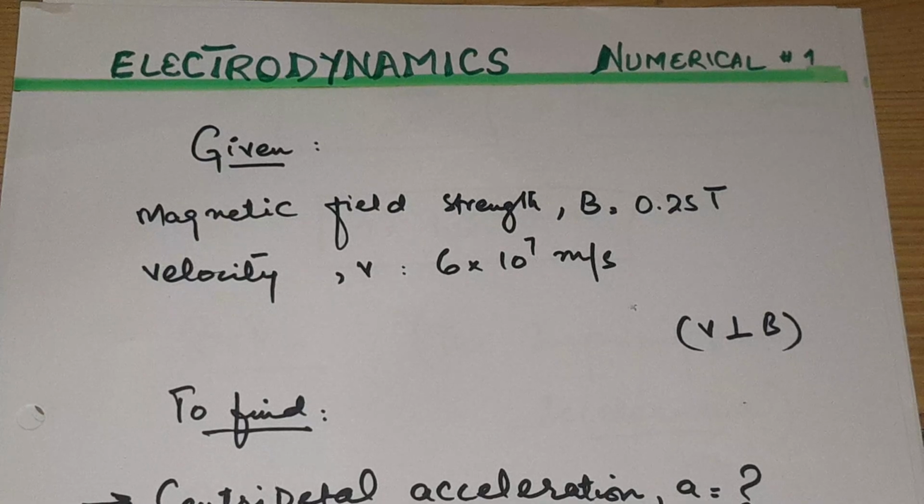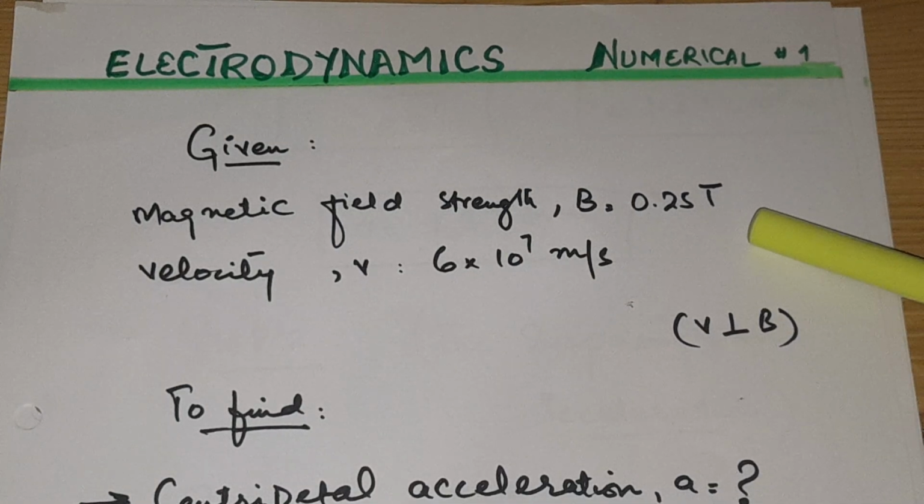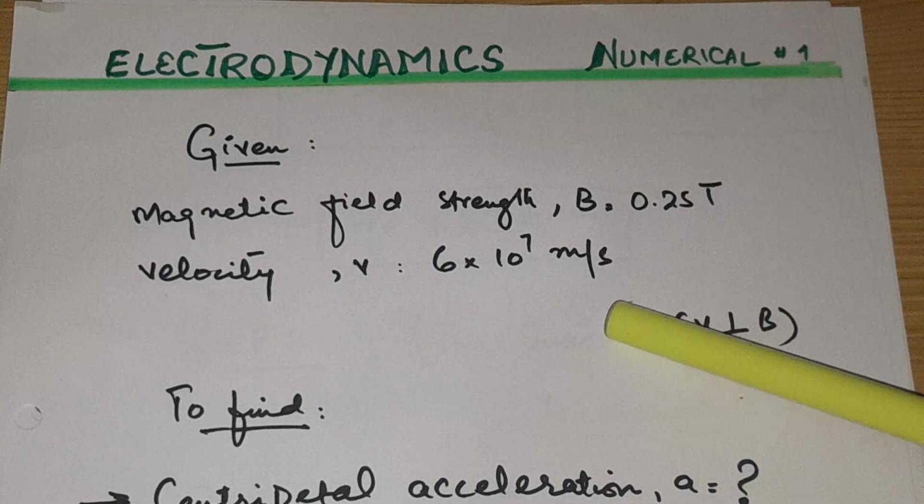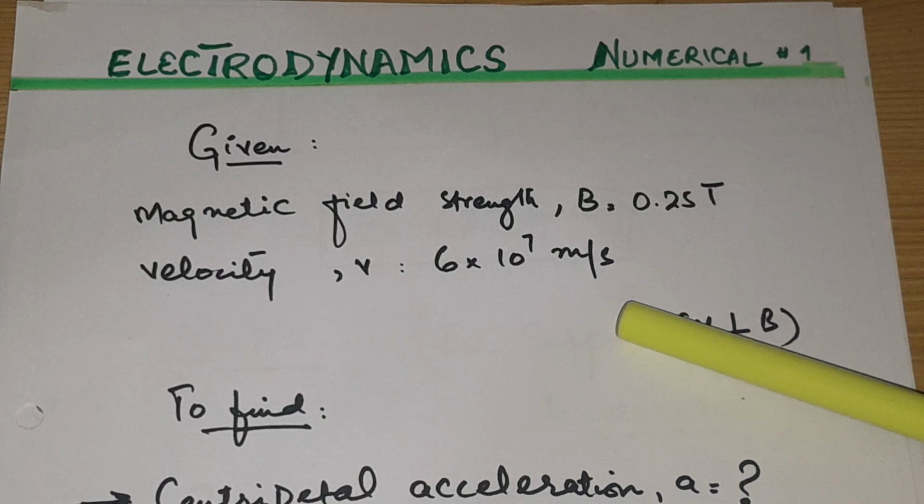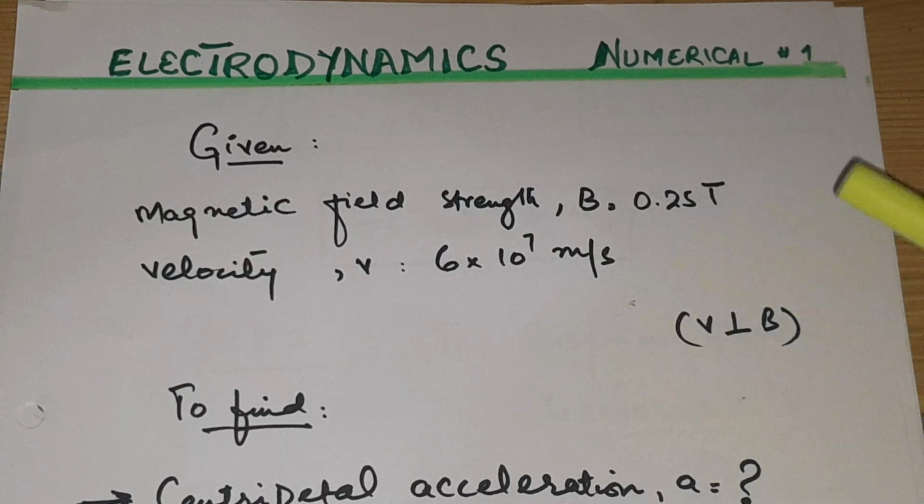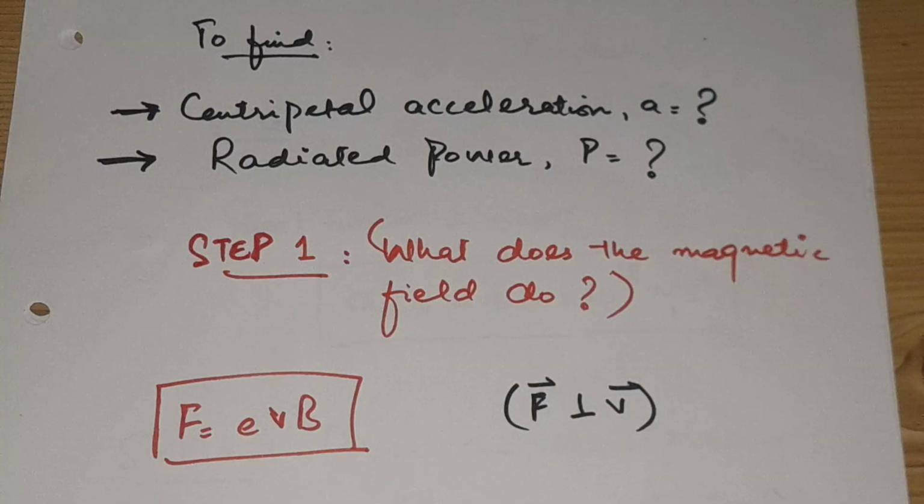An electron enters a uniform magnetic field of strength B equal to 0.25 Tesla with a velocity of 6 × 10^7 meters per second, perpendicular to the magnetic field. We are neglecting relativistic effects. Our goal is to find the centripetal acceleration and the radiated power.